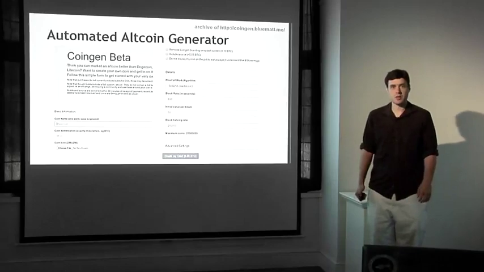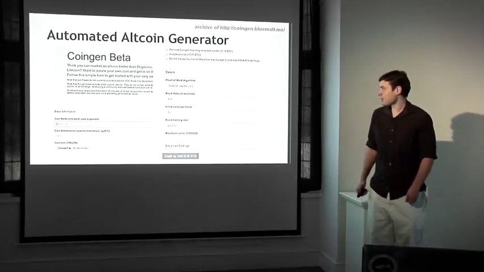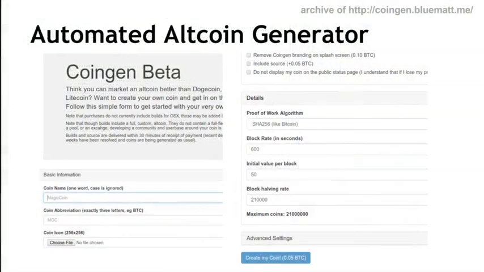Just to illustrate the point about the reference client being the easy part, I want to highlight a site that doesn't exist at the moment. It was only up for a short while and it might come back. And it's called the CoinGen Beta, and it's an automated service that generates a modified altcoin for you as a service. It's a website where you can enter in a name of an altcoin that you'd like.